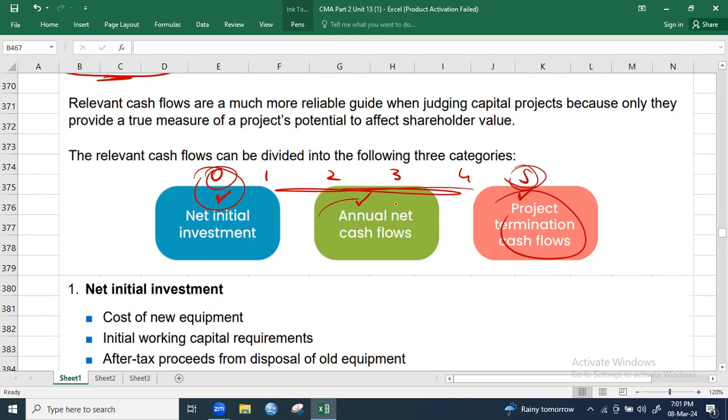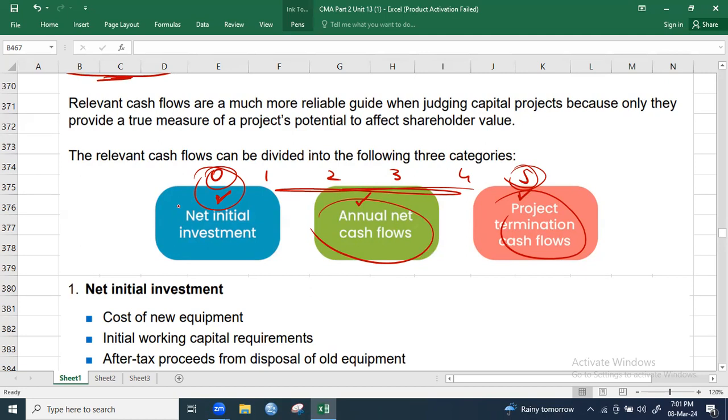So these cash flows are called annual net cash flows. So that we will see how it is going to work. How would you calculate? Here I'm not explaining any method. I'm not explaining what is net present value or IRR. Today my discussion is mainly about cash flows, which cash flows we have.